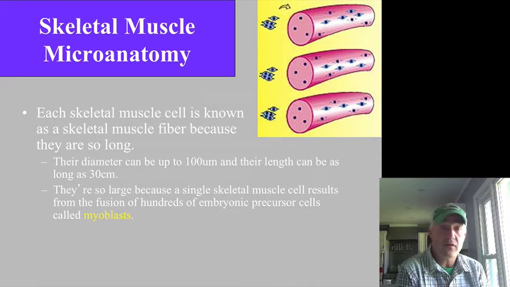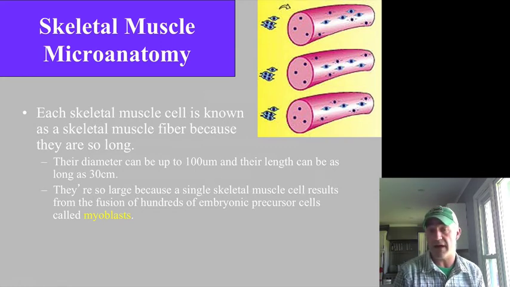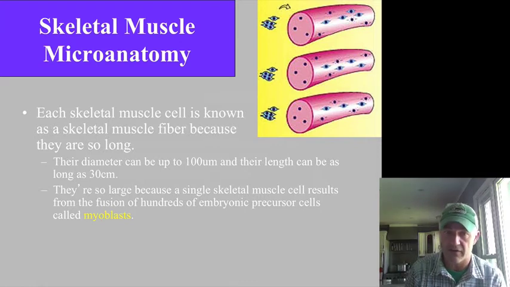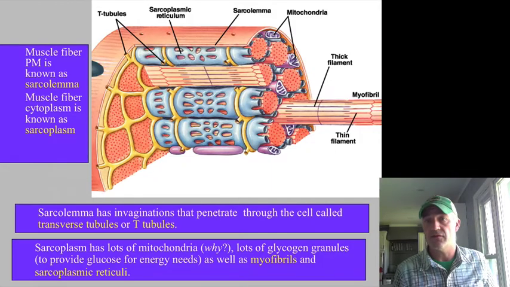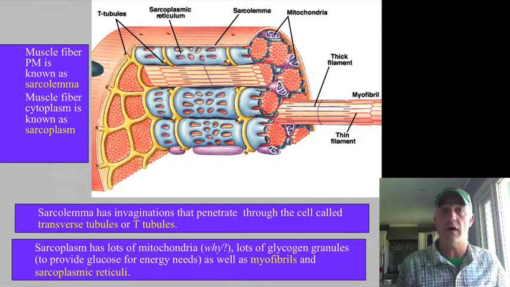As I was saying before, they can be up to 30 centimeters long. Again, they start out as these precursor cells called myoblasts that come together and fuse and become a multinucleated long cylindrical cell or fiber. And if we're looking at these ones, you can see this is what we're talking about.